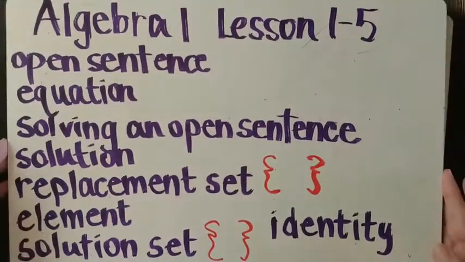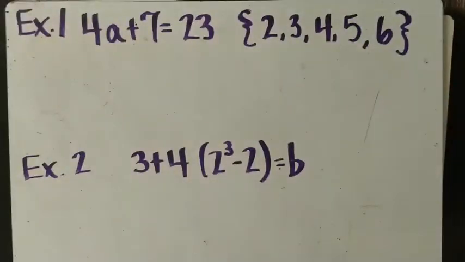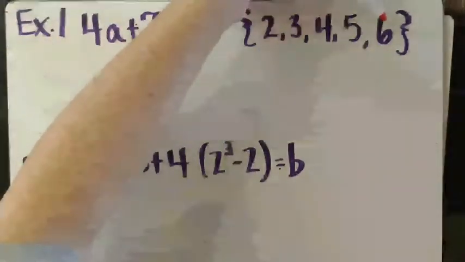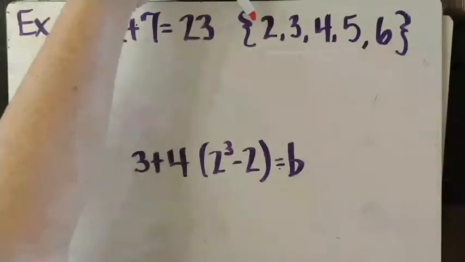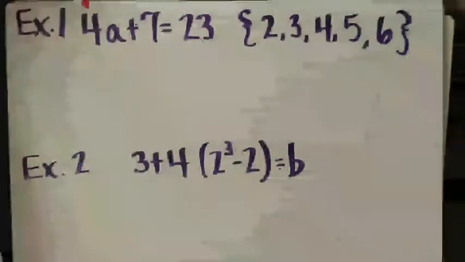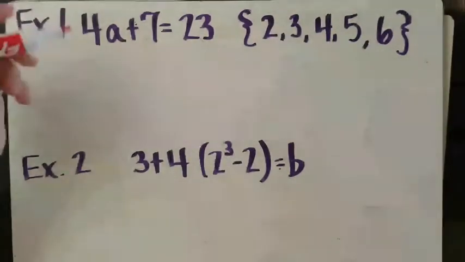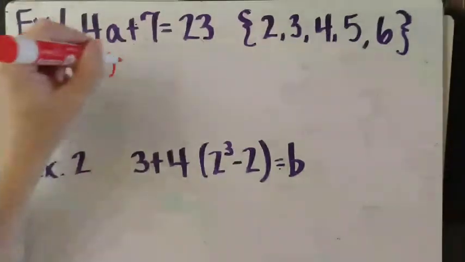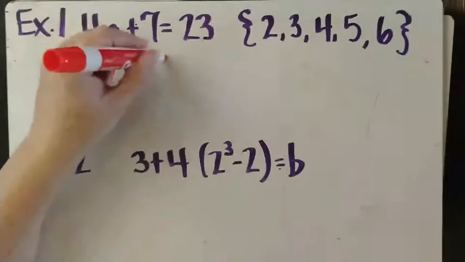Now let's go to the other side of your page to do example 1. Example 1 says to find the solution set for 4a plus 7 equals 23 if the replacement set is 2, 3, 4, 5, and 6. So if they give you a replacement set, you have to decide which of these elements would make this statement true. So you can try, I'm going to start with the first one, 4 times 2 plus 7 equals 23.